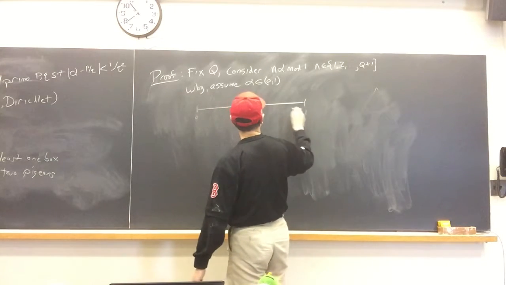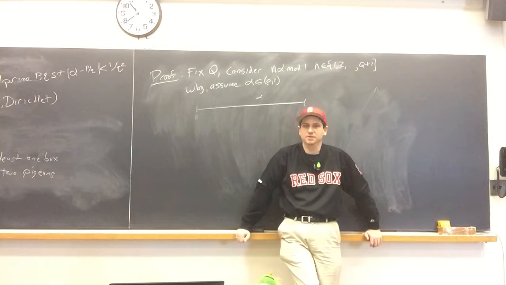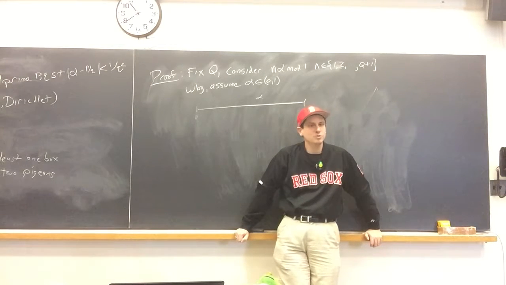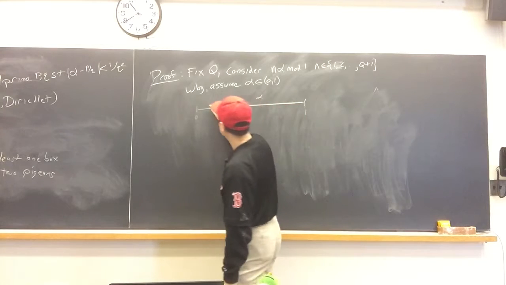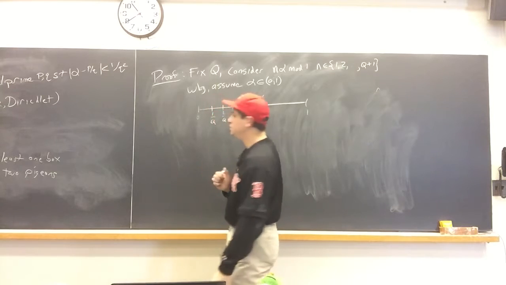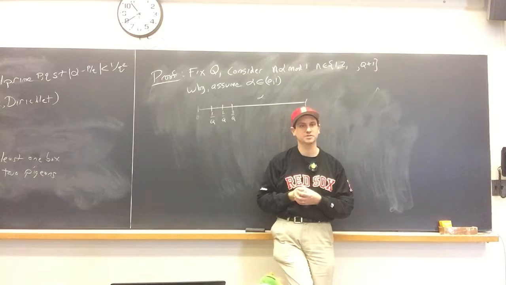So here's 0, here's 1. I don't know exactly where alpha is. Alpha is somewhere. What do you think I want my Q boxes to be? Any thoughts? Yes, boxes of size 1 over Q. So what should be the first box? From 0 to 1 over Q. Excellent. And then 2 over Q, and then 3 over Q. So these are my boxes, and at least two of these numbers have to land in the same box.